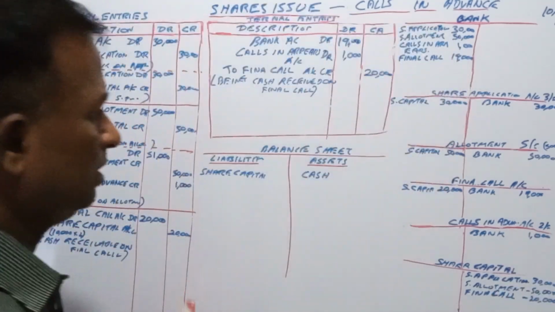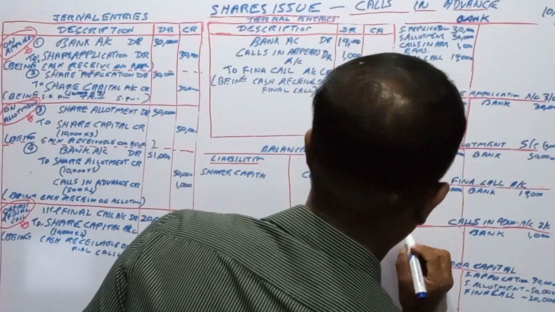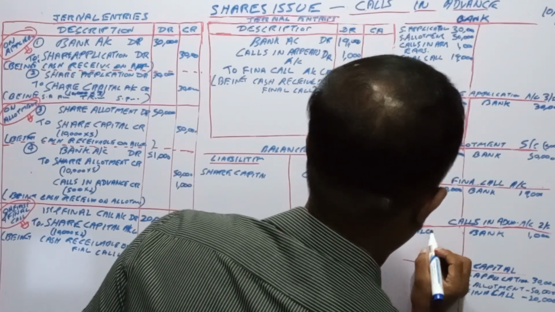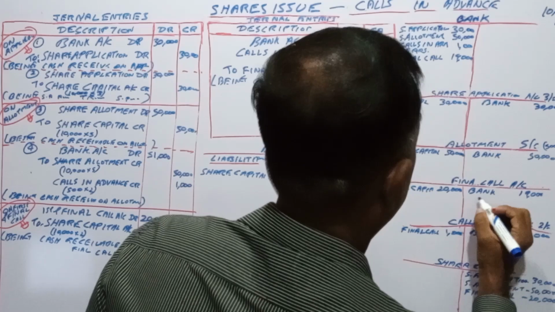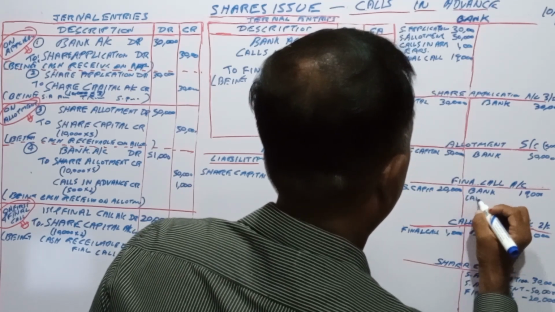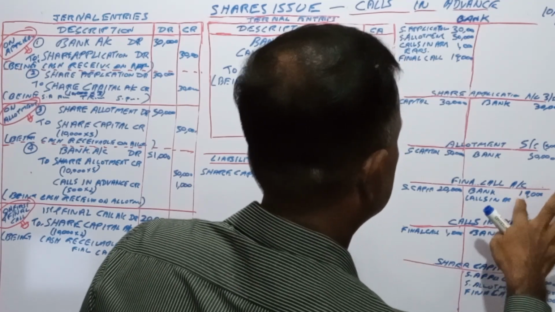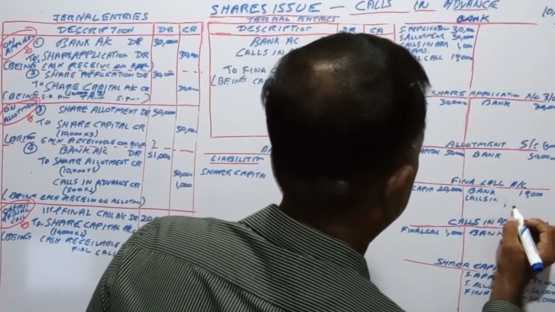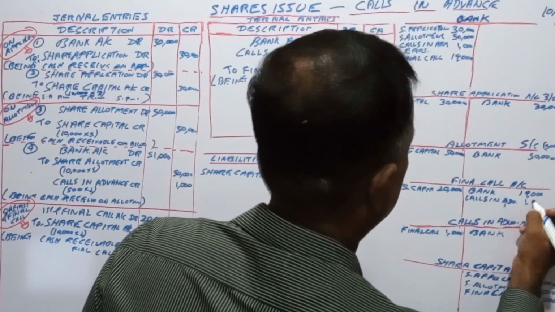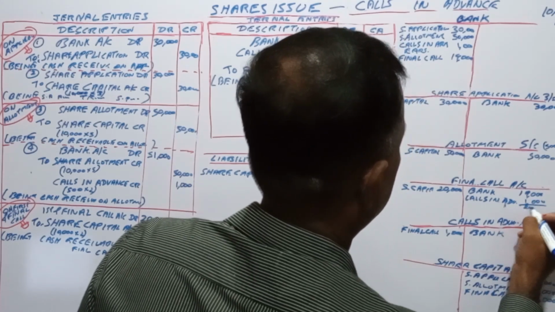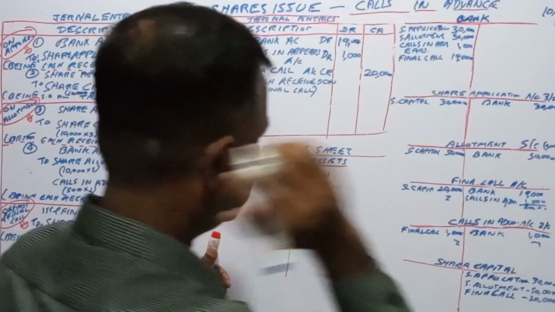Right? Then calls in advance debited saying final call, debited 1,000. Calls in advance 1,000, right? This is 20, this is 20. Calls in advance finished, right?